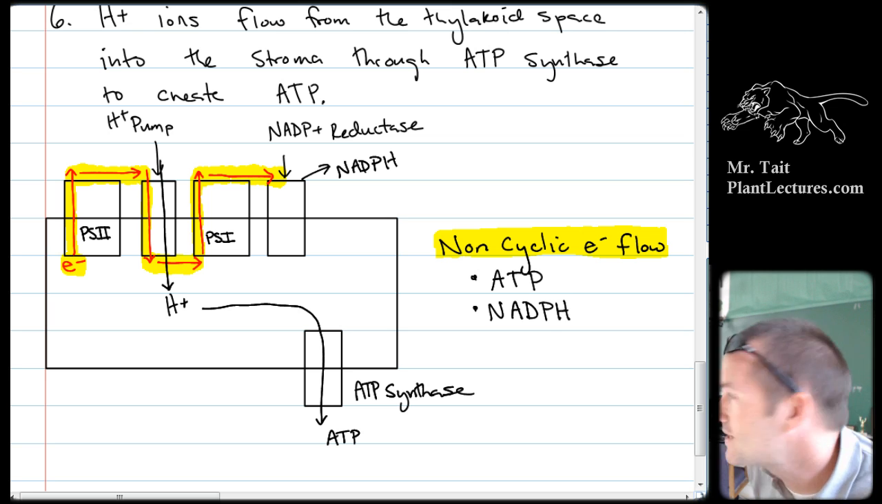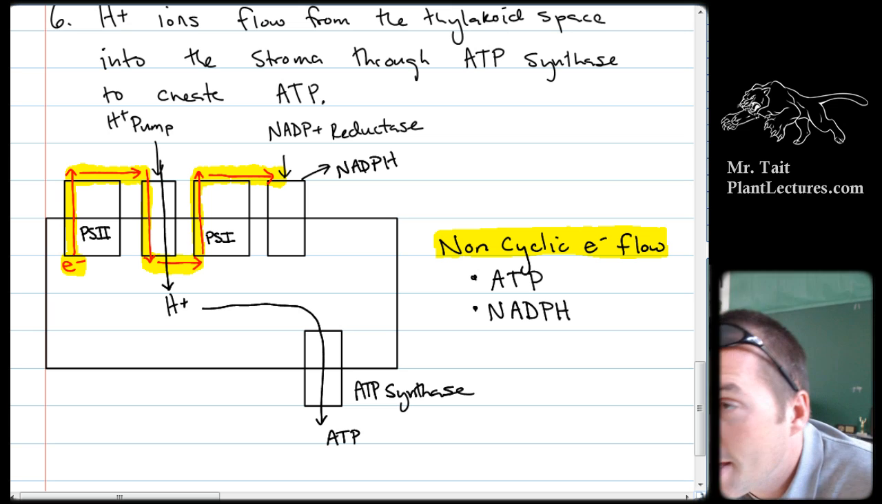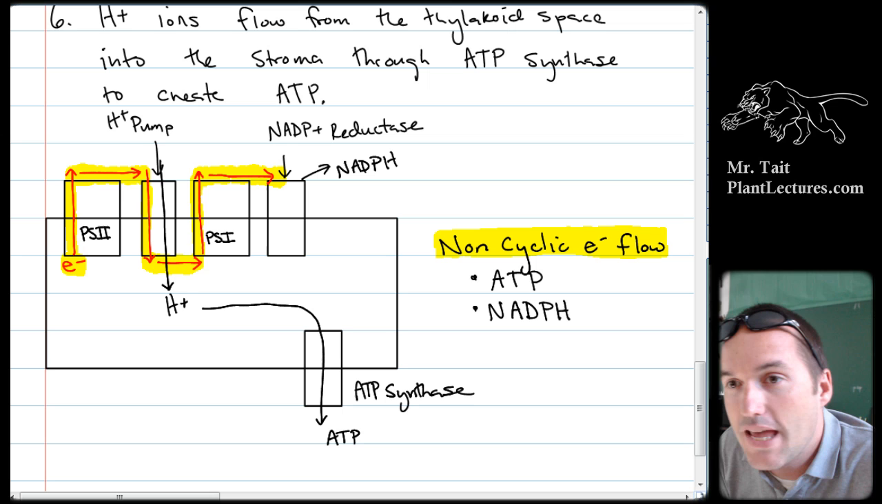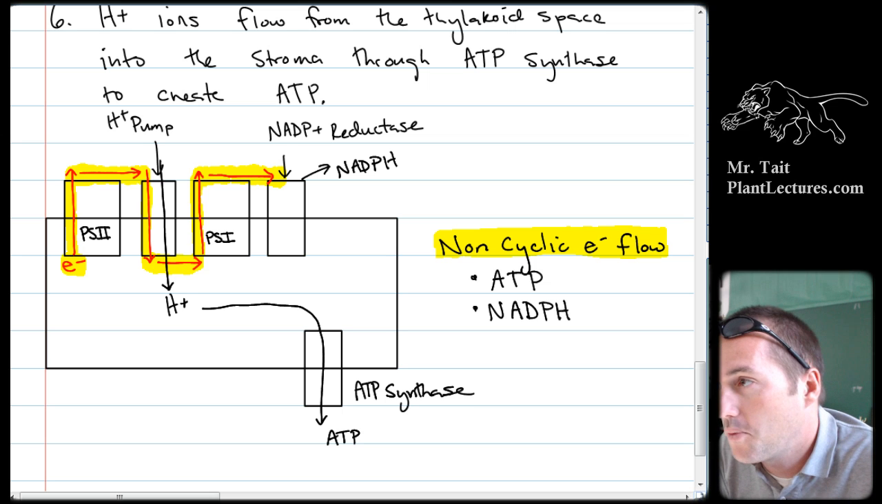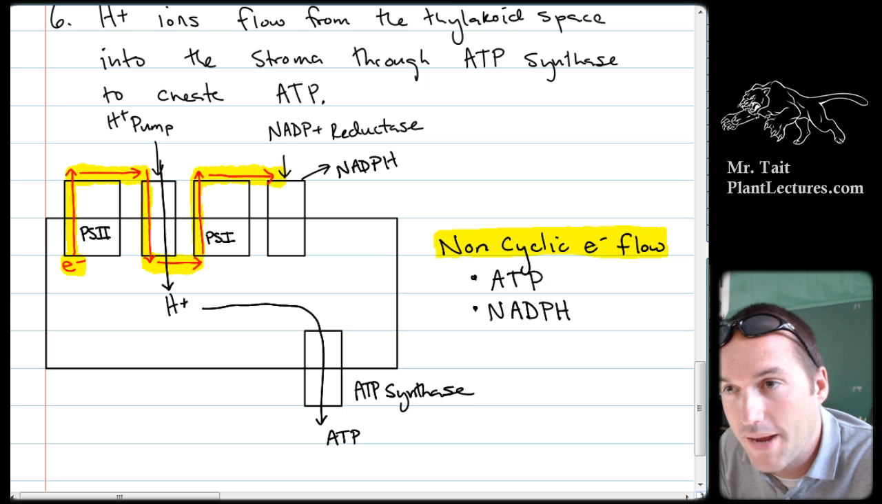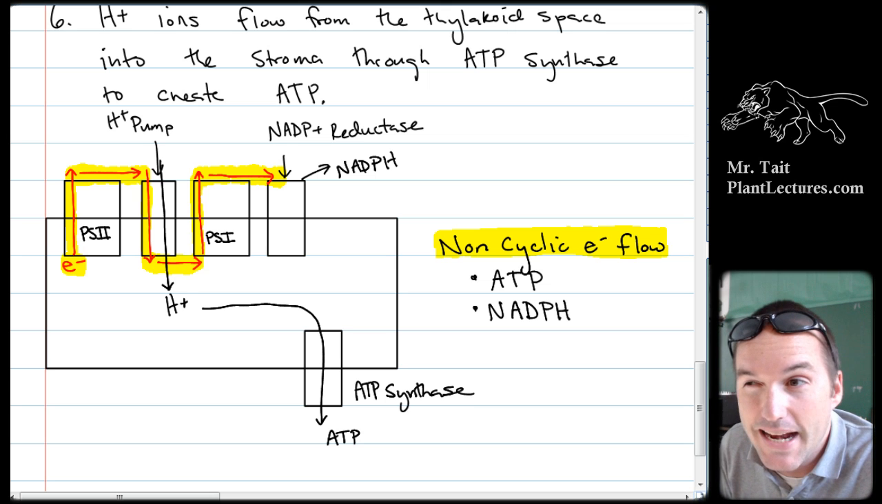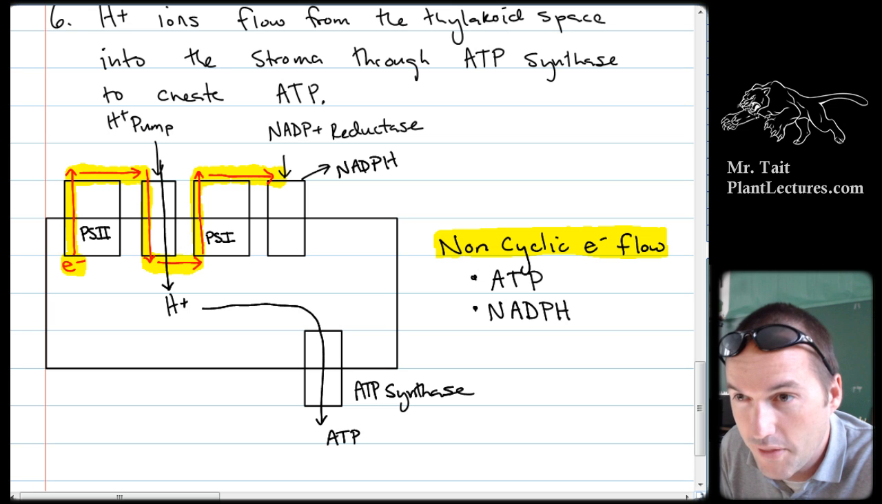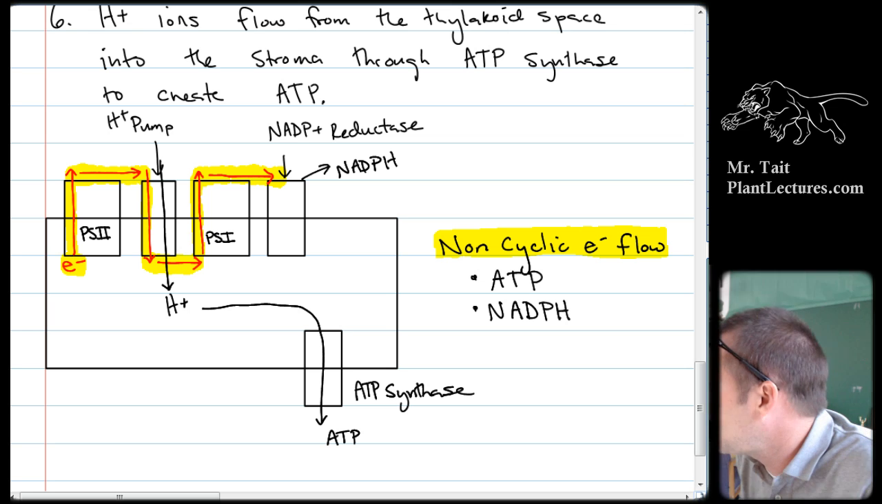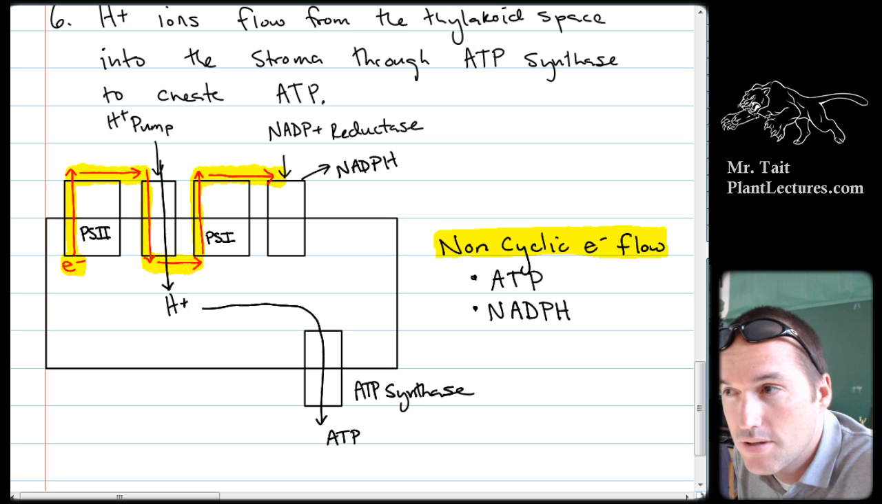The problem is that NADPH and ATP are not used in the same ratio in the Calvin cycle. They're not a 1-to-1 ratio. In fact, we're going to use a lot more ATP in the Calvin cycle than we use NADPH. This means that in any given reaction, ATP is going to be the limiting reactant, or the one that runs out first. And we're going to be left with an excess of NADPH. Okay? So we have to find a way to make more ATP without making more NADPH.